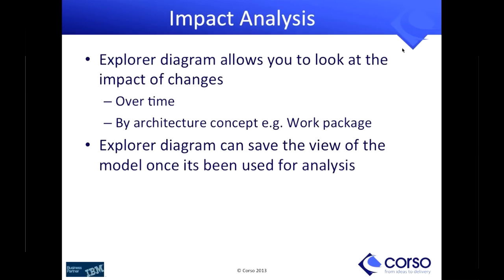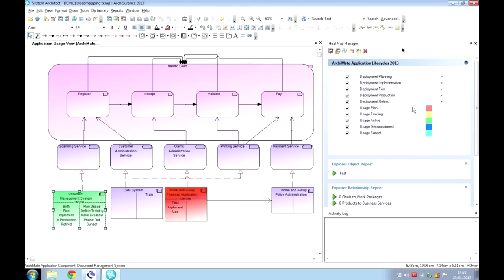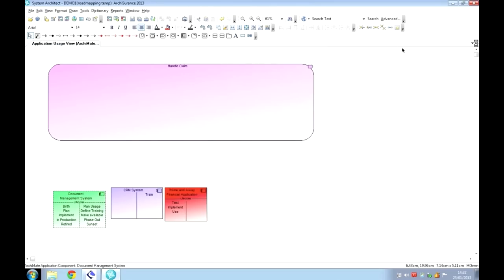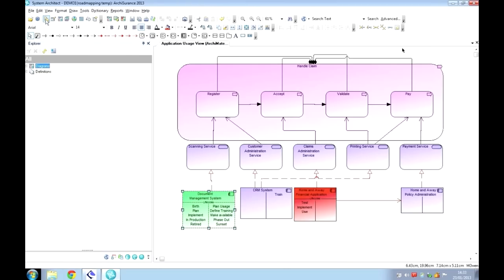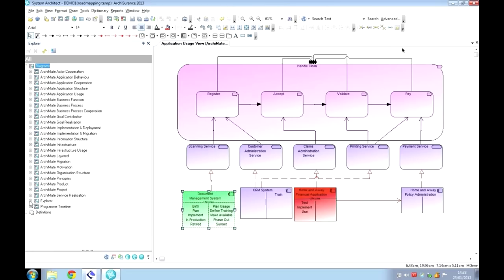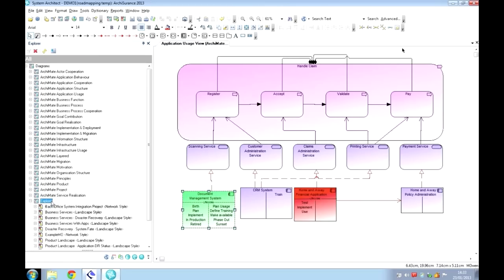We can look at this via concepts like work packages. We can also look at things filtered by time attributes. One of the things we're going to show you here is how standard road mapping, when you start to put time attributes, the concept of work packages and milestones into the tool, can be explored with the explorer diagram. And this is really for impact analysis.